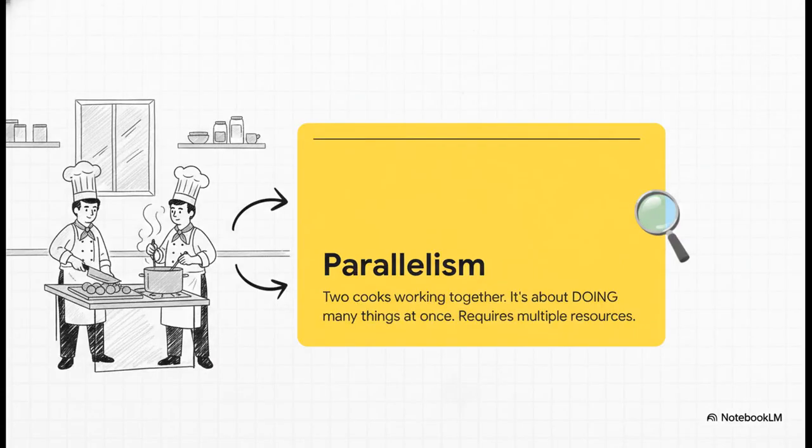Parallelism, though, is different. It's not about structure, it's about execution. It's about actually doing many things at once. So now picture two cooks in that kitchen. One is over here chopping the salad, and at the exact same moment, the other is over there stirring the soup. That's parallelism. It's happening at the same time, and it absolutely requires more than one resource to pull it off.